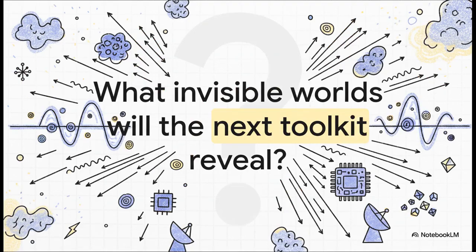Think about that for a second. By inventing a language to talk about something nobody could see, we unlocked the secrets of electromagnetism and literally built the world we live in today. And that leaves you with one final big question. This toolkit revealed an entire invisible world. What other hidden universes are still out there, just waiting for us to find the right words, the right language, to finally see them?